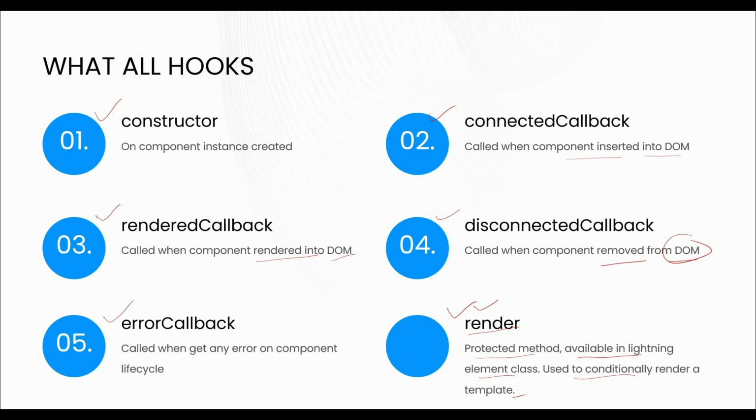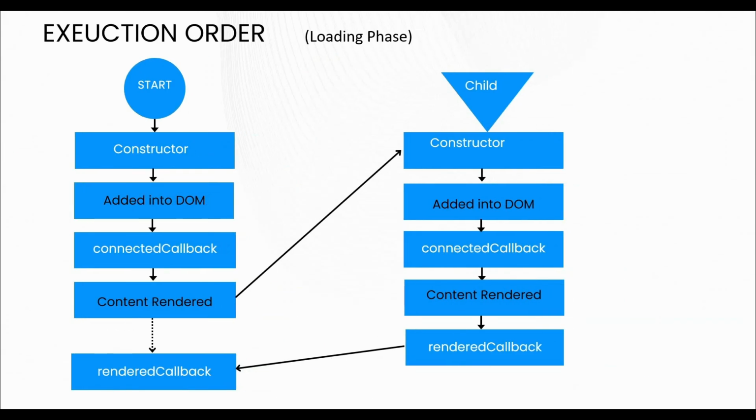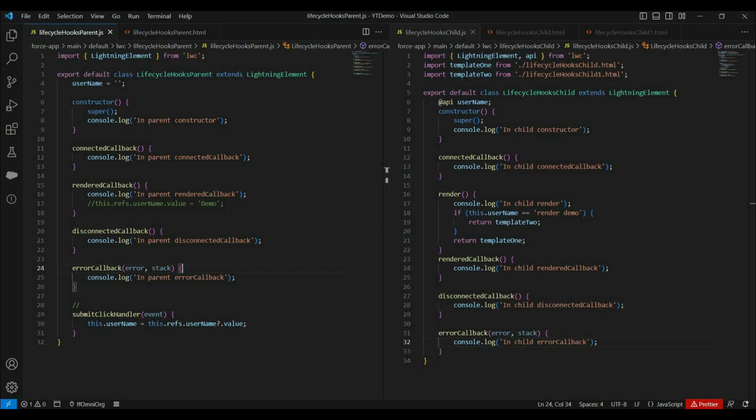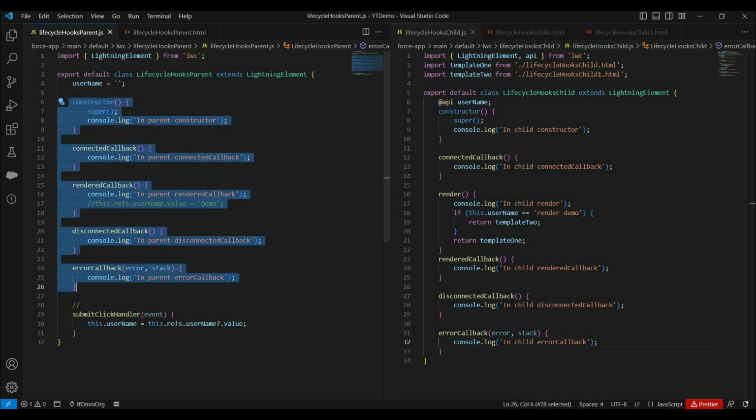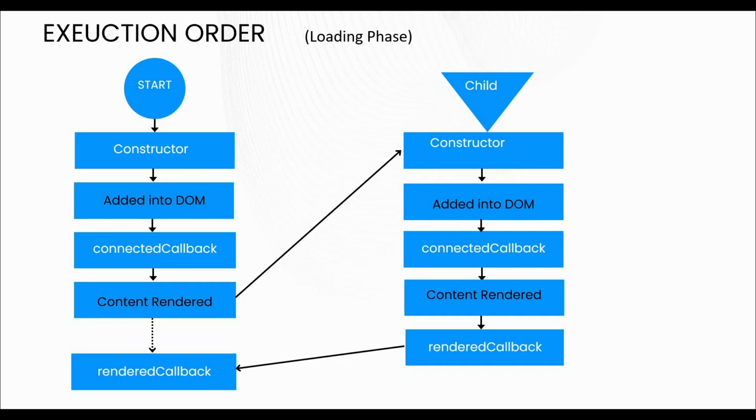Alright. Now let's see their execution order, or in which order all these hooks will get called. For example, here in this component, we have used all these hooks. Now the question is, in which order will these methods get called, or which will be called first, and then which will be next. So for each component, mainly there can be 2 phases. First is the loading phase and second is the unloading phase, which means when a component renders on the browser, that is called the loading phase, and removing from the browser is called the unloading phase.